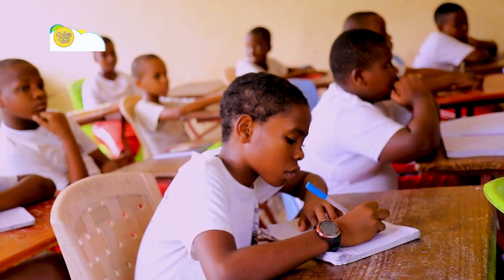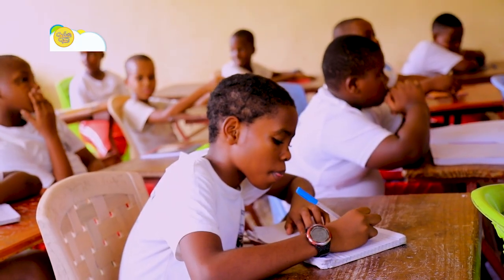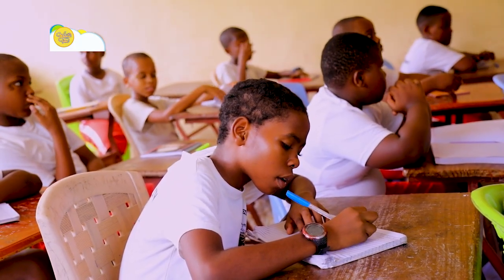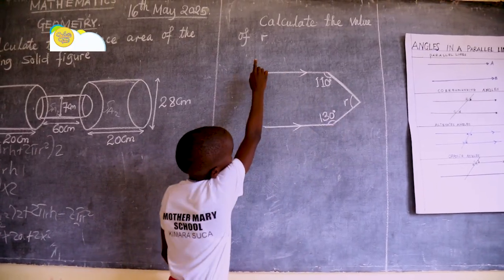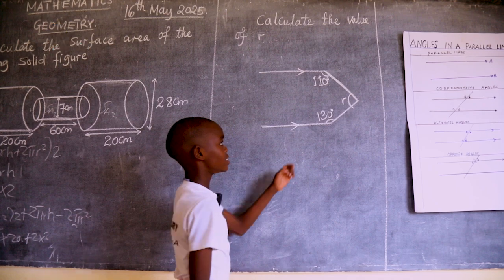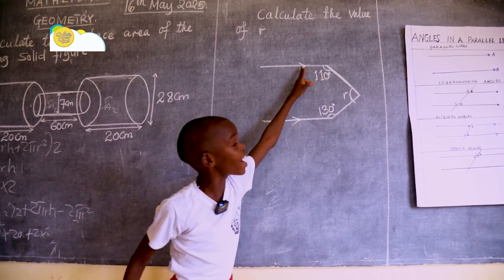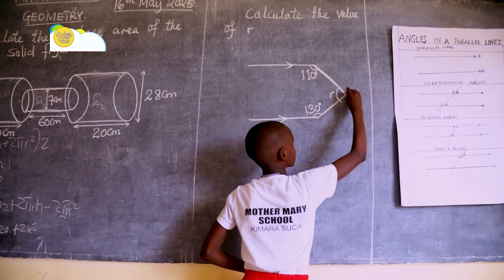Now, let's consider our question. People think that this question is very tough. Very easy. Let's solve it. First, we are told to calculate the value of this angle R. Since this R is found between parallel lines, we should construct a parallel line.